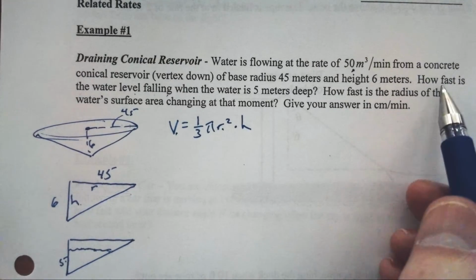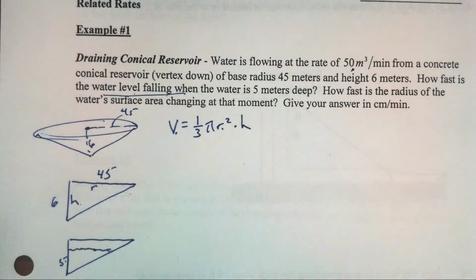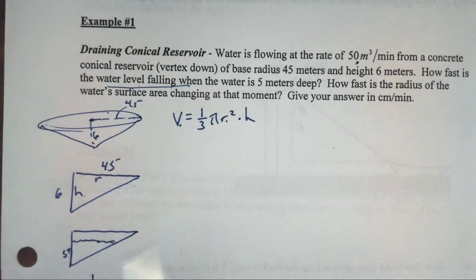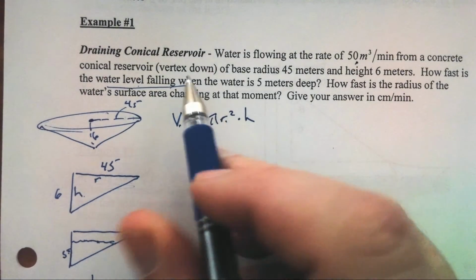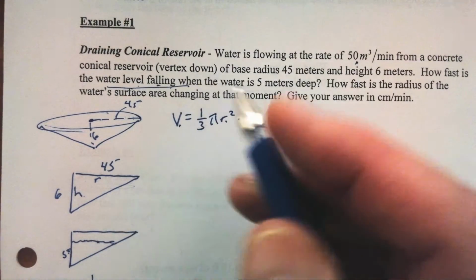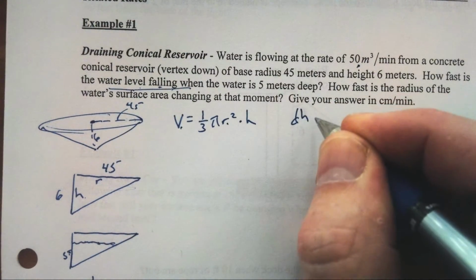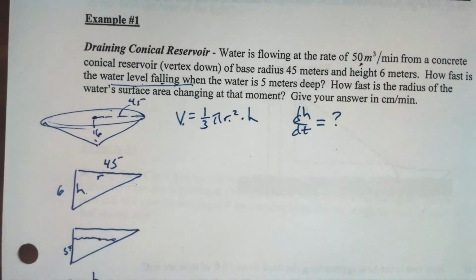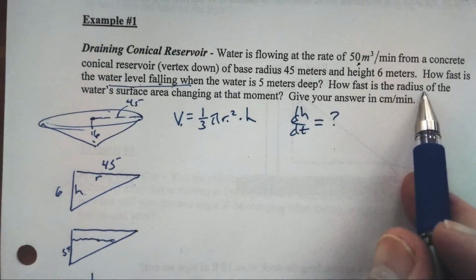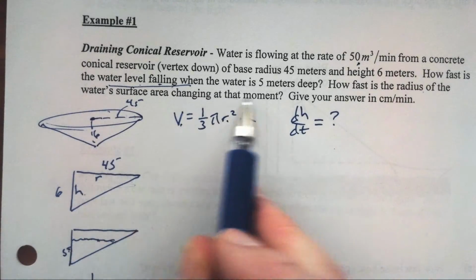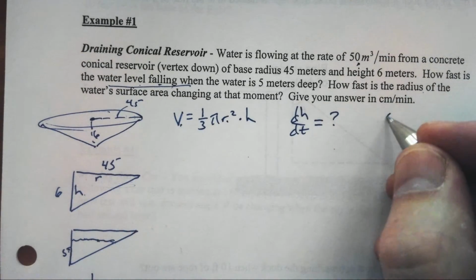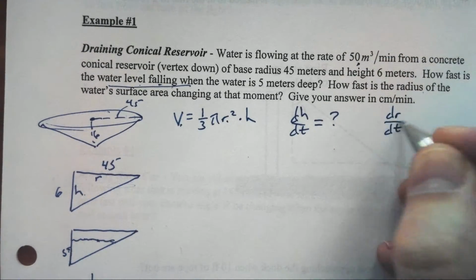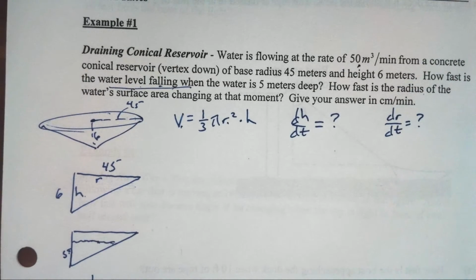Let's see what we're looking for. How fast is the water level falling? The water level is my h, so I want a dh/dt. They are asking what is dh/dt. That's question number 1. Then, how fast is the radius of the water surface changing at that moment? Question number 2 is what is dr/dt. Those are the 2 questions.